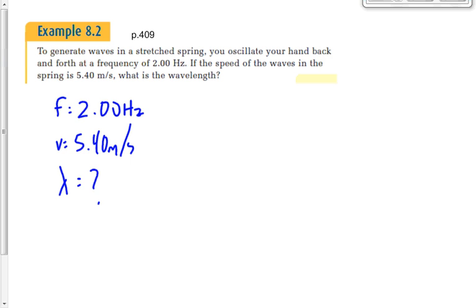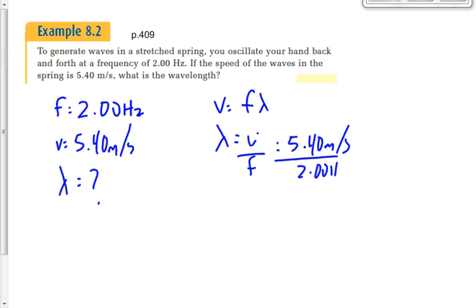then our wavelength can be found by using the wave equation. Sometimes we call this the universal wave equation. V is equal to F times lambda. Lambda is equal to V over F. V is 5.40 meters per second, and F is 2.00 hertz. What's my wavelength going to be there? 5.4 divided by 2 is 2.70. What are the units? It's a wavelength. So units would be meters, yeah.